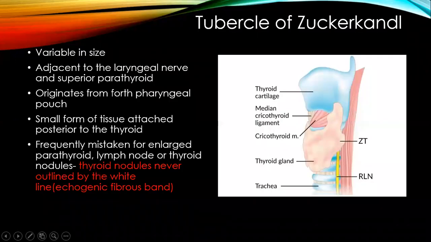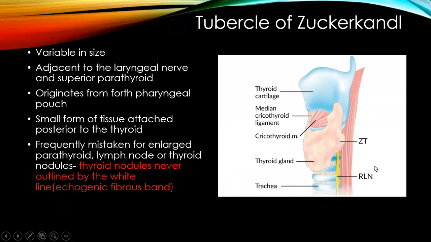Another one is the tubercle of Zuckerkandl, which is more on the lateral side. As seen on this image, this is our normal thyroid lobe, and this is our tubercle. It is variable in size and it is adjacent to the laryngeal nerve and superior to the parathyroid, which are seen on this side. It originates from the pharyngeal pouch. So it is just a small piece of thyroid tissue which is attached posterior to the thyroid gland.